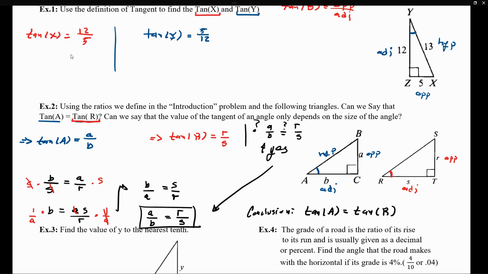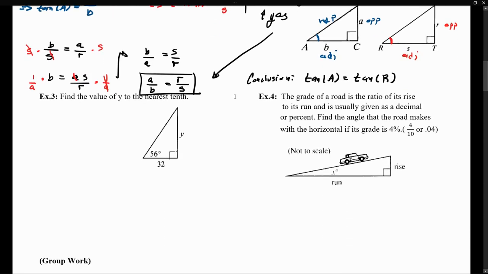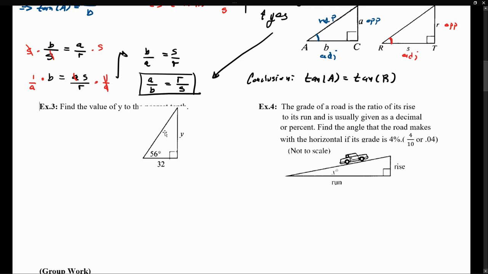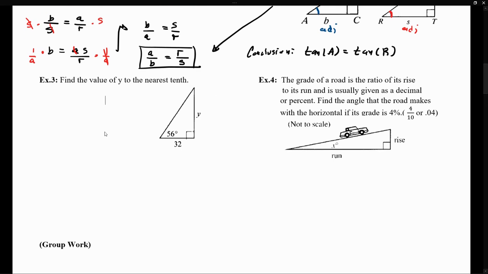If we take the tangent of two equivalent angles, or two congruent angles, then their outputs are going to be equivalent to each other. So let's take a look at a couple more examples. Let me just bring this a little bit down. Can we find the value of y?